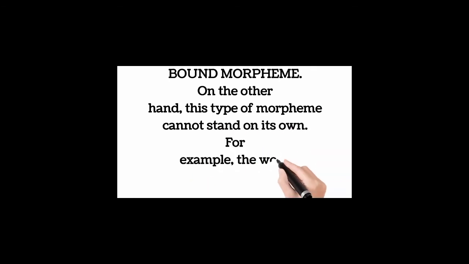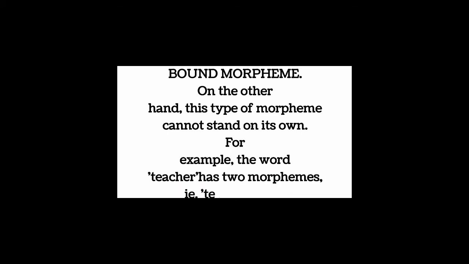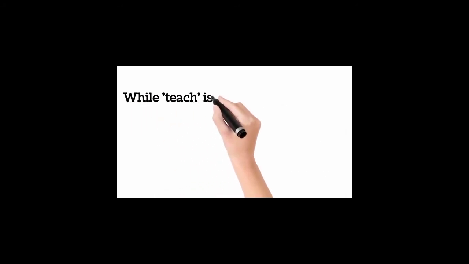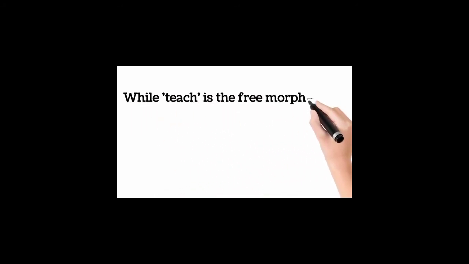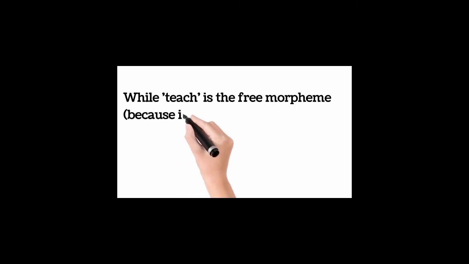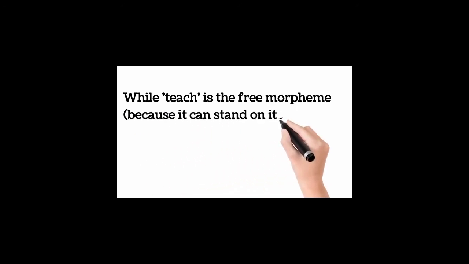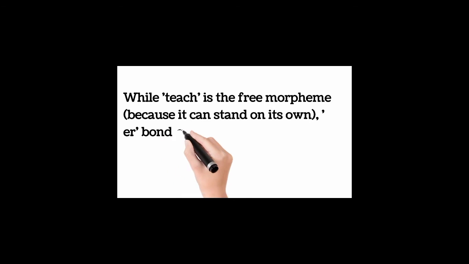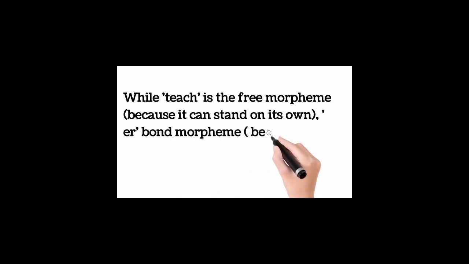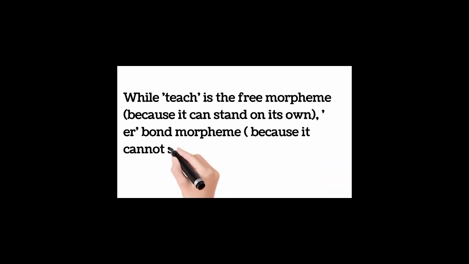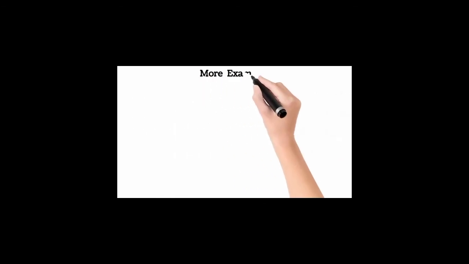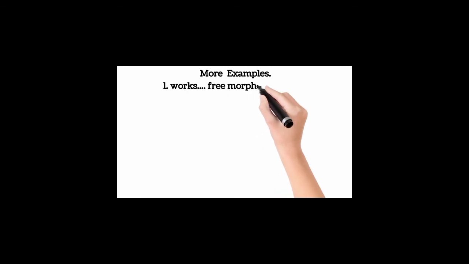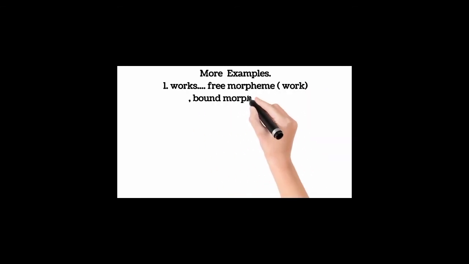For example, the word teacher has 2 morphemes, teach and er. Teach is the free morpheme because it can stand on its own. Er is the bound morpheme, because it cannot stand on its own. So these are some examples of free morphemes.